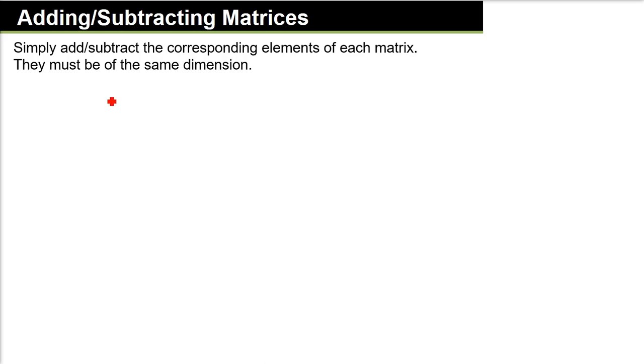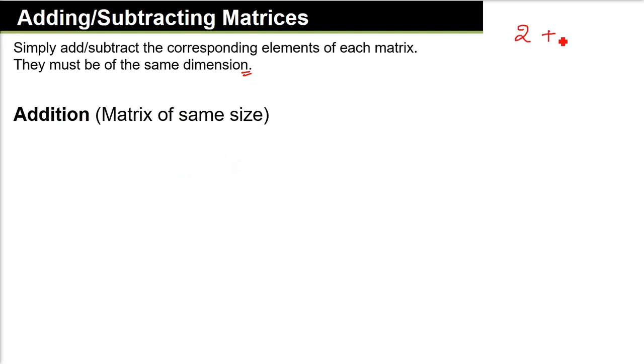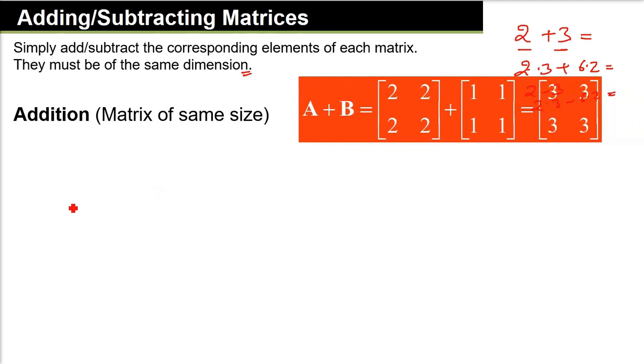But the one thing you have to keep in your mind when you're doing this addition and subtraction, the dimensions need to be the same. That is, two matrices or multiple matrices which are being added or subtracted, the dimension should be the same. When you add 2 and 3, or 2.3 and 6.2, you can also do 2 minus 3, or 2.3 minus 6.2. Same way, matrices can also be added and subtracted. Only the condition is that the dimension has to be the same.